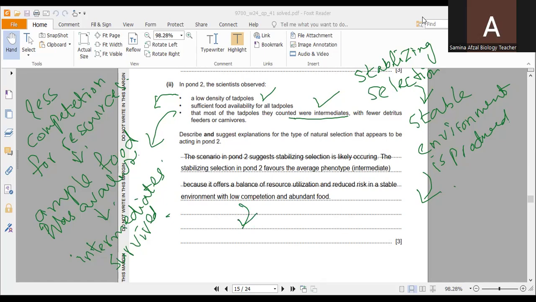If food is abundant, competition will be less, because food availability is more in comparison to the number of populations present in that pond, due to which the competition is reduced, and due to reduced competition, the survival of the species which are present will be increased. So in this way, both of these ponds will show different types of natural selection behavior. Now we are moving towards the next question.